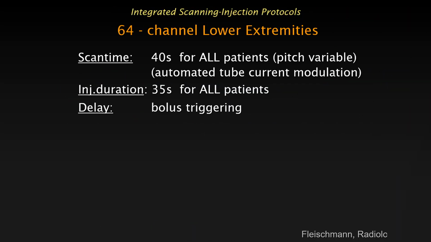So if you want to include this into an injection protocol, you have to make your scan time very slow and your injection long. So you have 40 seconds of scan time because we don't want to outrun the bolus, and we have 35 seconds of injection duration. The reason why we can make it short is because we're going to catch up with the bolus while we travel down the aorta.